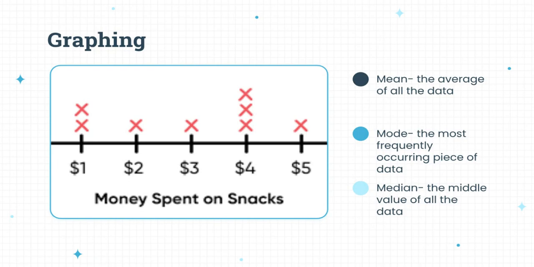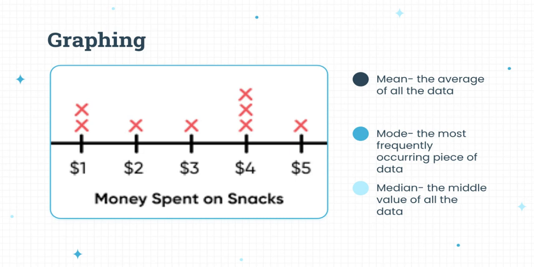Graphing. On a graph, the mean is the average of all of the data. The mode is the most frequently occurring piece of data, and the median is the middle value of all the data.